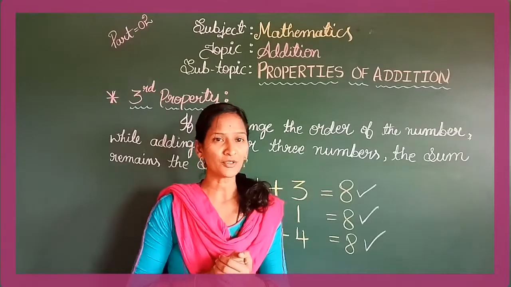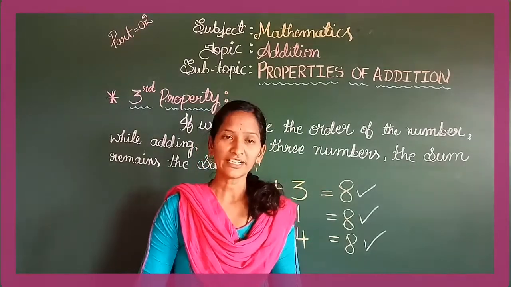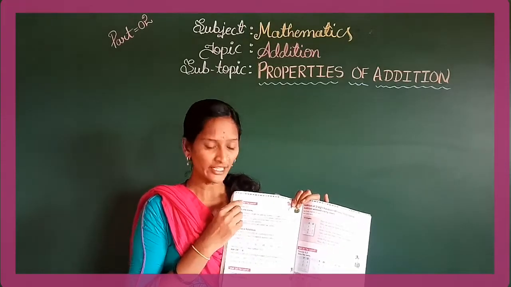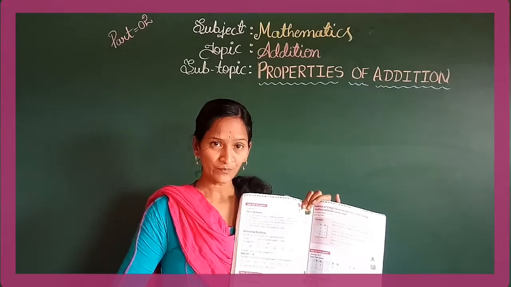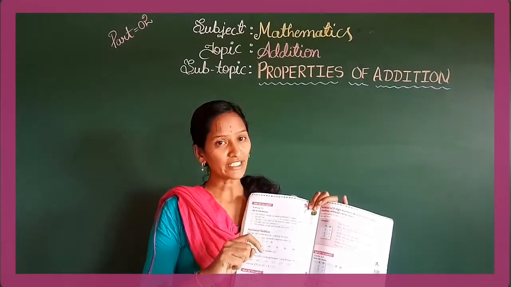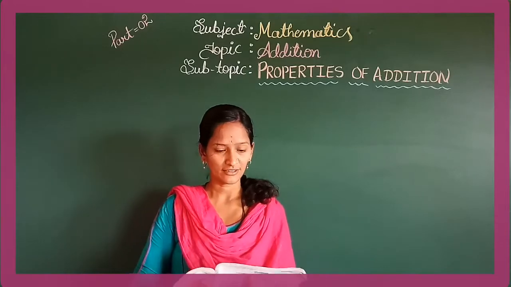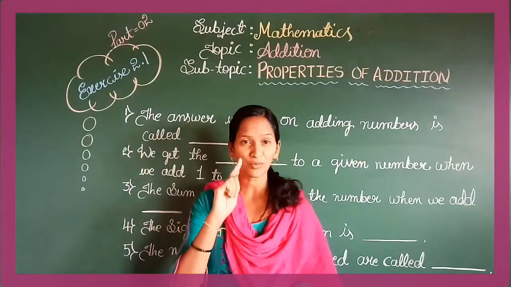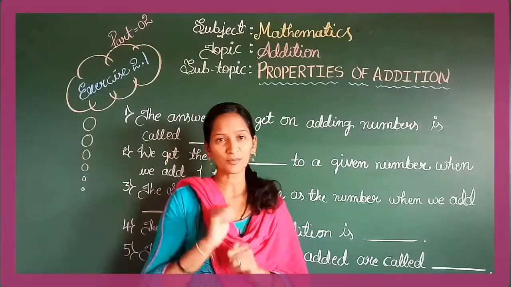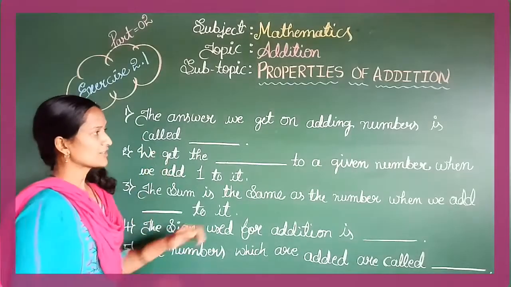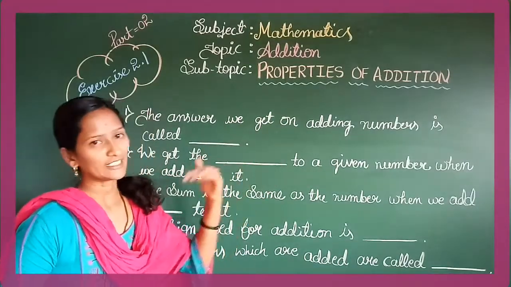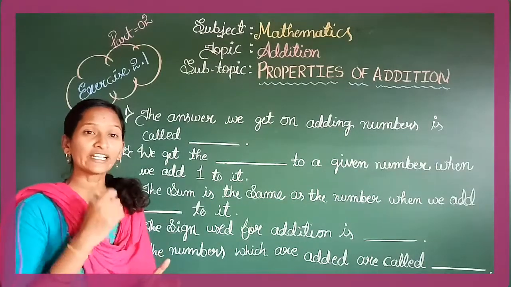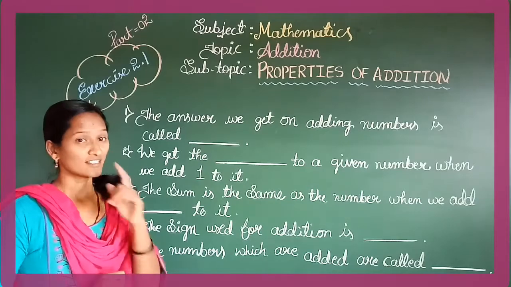So all of you open your textbook and open page number 92. Children, look here. Here is exercise number 2.1. It is on page number 92. I am reading the headline. All of you listen here. Fill in the blanks. Children, so this is exercise number 2.1. Come to the first problem. The answer we get on adding numbers is called. Yes, in addition, the obtained result is called the sum, right?